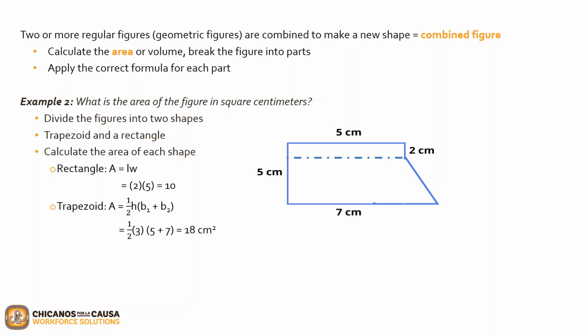So it's 3 centimeters because 2 of those centimeters belong to the rectangle. So that's why we're using the number 3. Now we're going to multiply that by base 1, which is 5 centimeters, and base 2, which is 7 centimeters. And it gives us a total of 18 square centimeters. So once we have the area for both separate shapes, we're going to combine them. When we combine them, we have 10 plus 18, which gives us a total of 28 square centimeters.